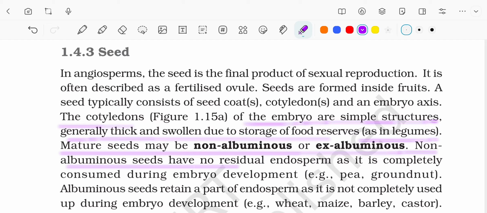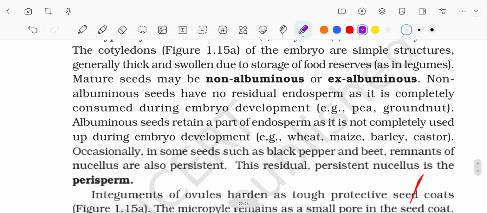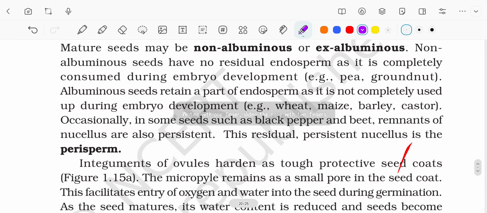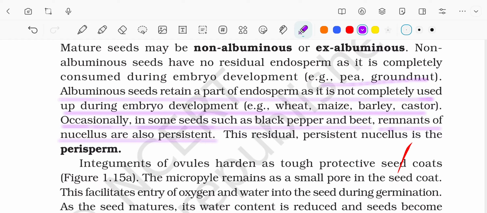Non-albuminous seeds have no residual endosperm as it is completely consumed during embryonal development. Example: pea, groundnut. Albuminous seeds retain a part of endosperm as it is not completely used up during embryonal development. Example: wheat, maize, barley, castor. Occasionally, in some seeds such as black pepper and beet, remnants of nucellus are also persistent. This residual persistent nucellus is the perisperm.